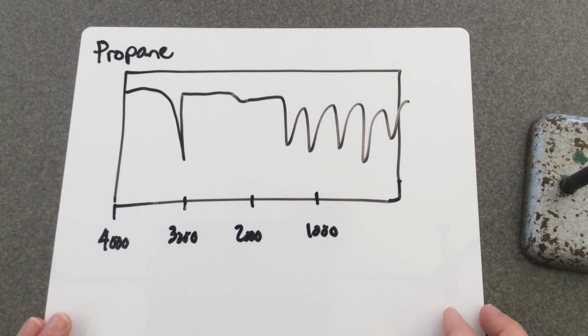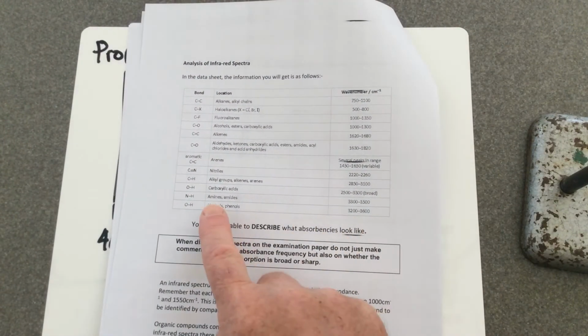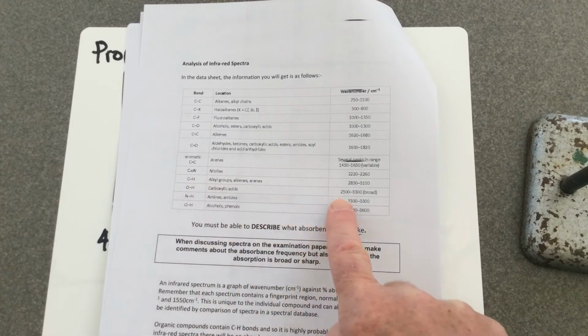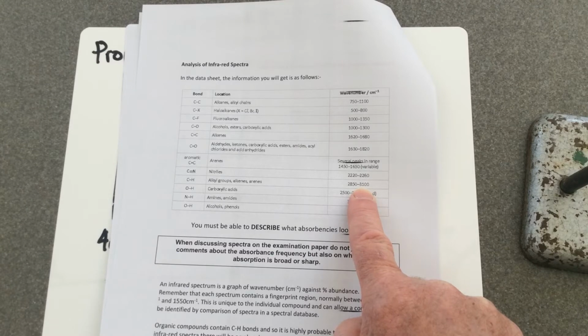Okay, here's a really, really rough outline of what an infrared of an alkane would look like. Now, alkanes contain two types of bonds: carbon-carbon single bonds and carbon-hydrogen single bonds. Now, if I look at my data table, I can see that for a carbon-hydrogen bond, you would expect to get an absorbance somewhere in the region of 2850 to 3100.